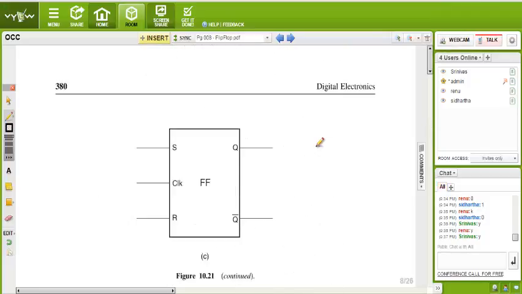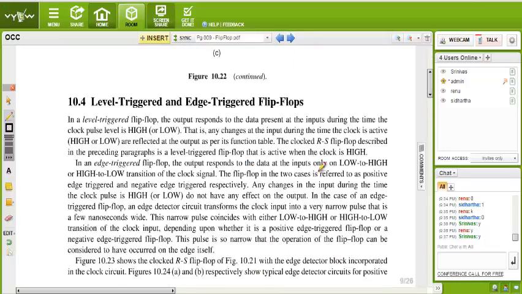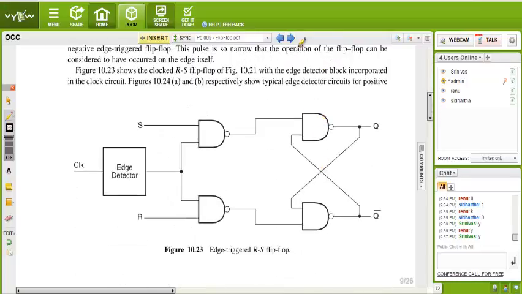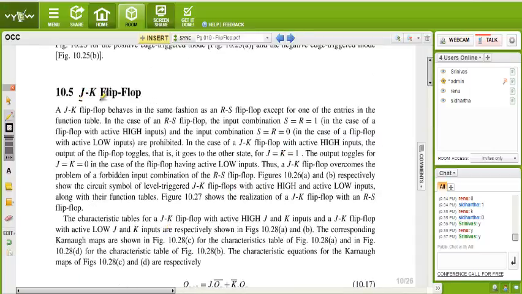We know, concentrate on active low. Not needed that. We need the JK flip-flop.